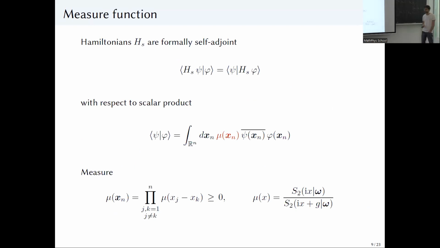So the mu function, which I introduced, has a very nice property. Here again is its definition in terms of double sine functions, and it can be easily checked that this function is non-negative. So if you define the quantum scalar product with this measure inside, and this is why it's labeled by the letter mu, then it turns out the Hamiltonians I wrote down at the very beginning are formally self-adjoint with respect to this scalar product. So this is really the measure function that enters the integral representation. And it's actually not so hard to prove that this Hamiltonian is self-adjoint. You just use the difference equations for the double sine functions I showed before.